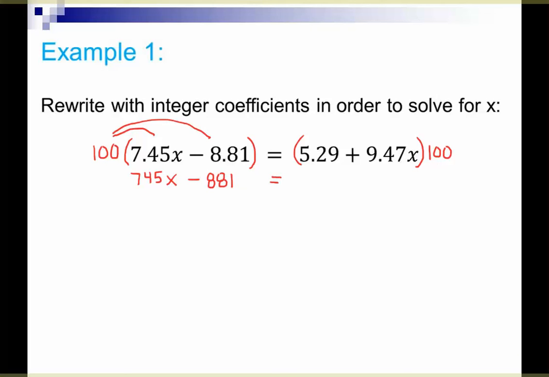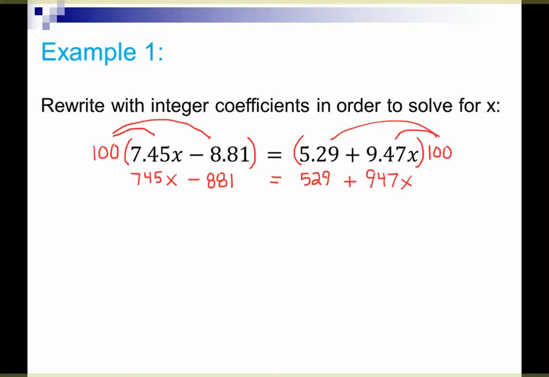Okay, on this side, the 100 is going to multiply the 5.29. That's going to make a 529. And then the 100 is also going to multiply the 9.47x. And that gives us positive 947x.